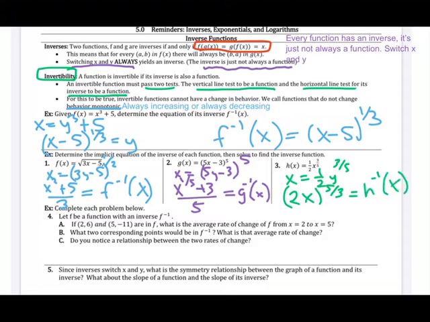So for inverses, switch your x and your y, solve for y if they specifically tell you to, or if you're being asked to write it using function notation to find that inverse. We're going to be talking about inverses a lot in 5.3.